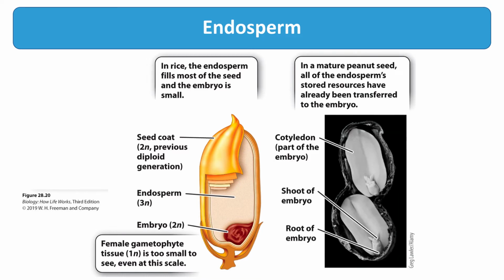In some plants, the endosperm is absorbed by the cotyledons during development. The cotyledons are part of the embryo and are considered embryonic leaves, not true leaves. The cotyledons will store the resources from the endosperm and then release them to the embryo.